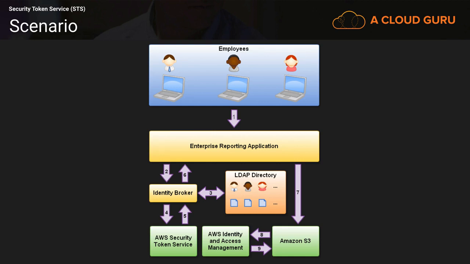Once it has credentials, it's going to be passed a token from Active Directory, and it's going to pass that to the Security Token Service, which is then going to give us another token. So it authenticates with Active Directory first, then it authenticates with STS. Once we have our STS token, we can then pass that back to our custom web application or our enterprise reporting application.